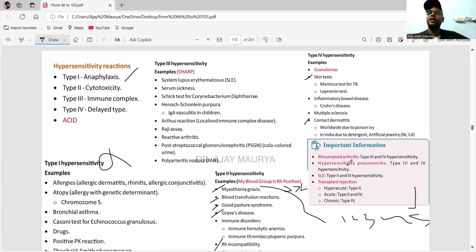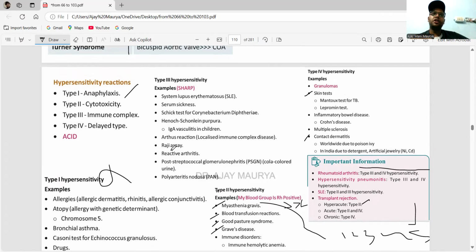And remember, rheumatoid arthritis is both type 3 and type 4 hypersensitivity. And SLE is also type 2 and type 3. Okay, transplant: hyperacute is type 2, acute is type 2 and 4, chronic is type 4. Okay, I will mark the important ones.